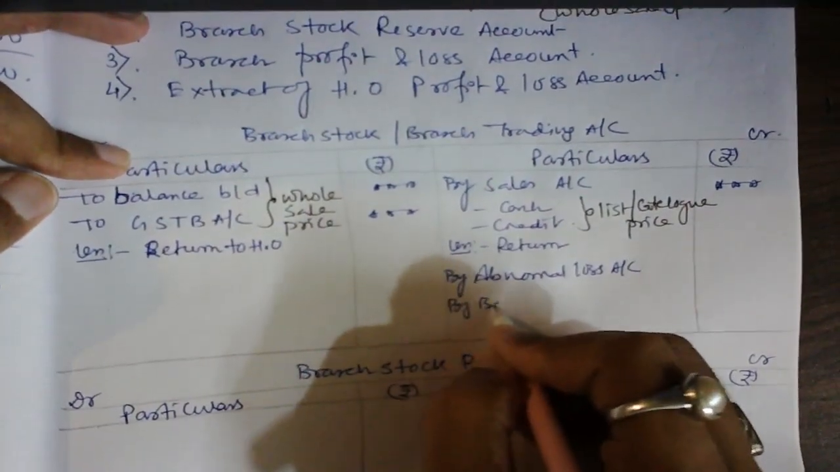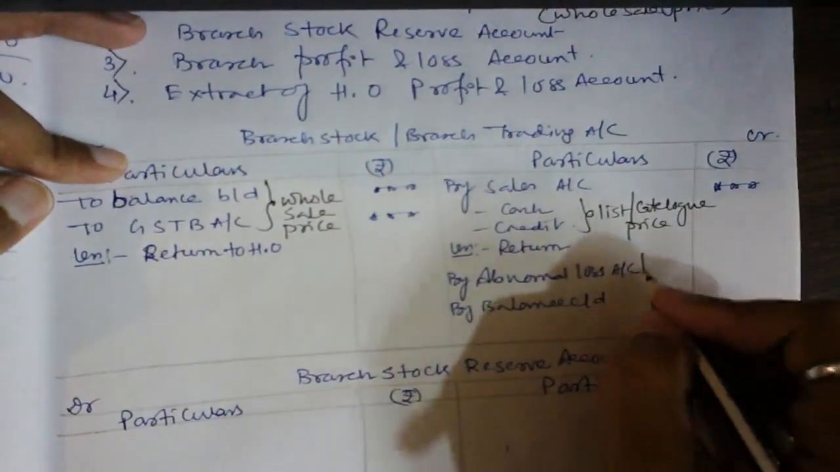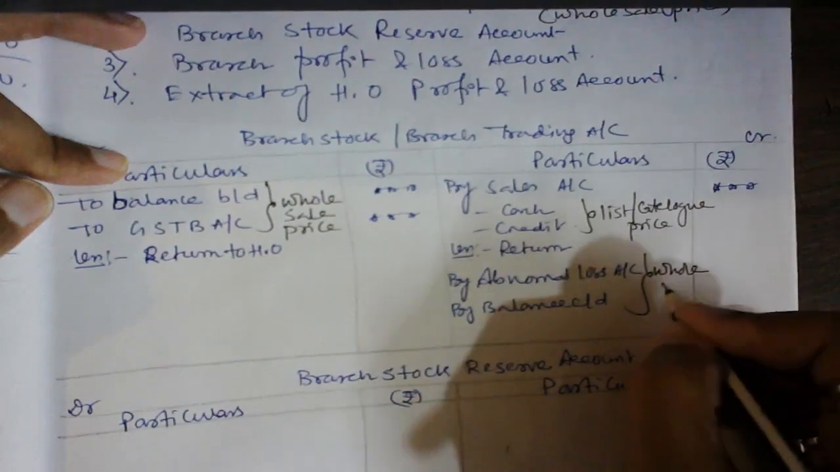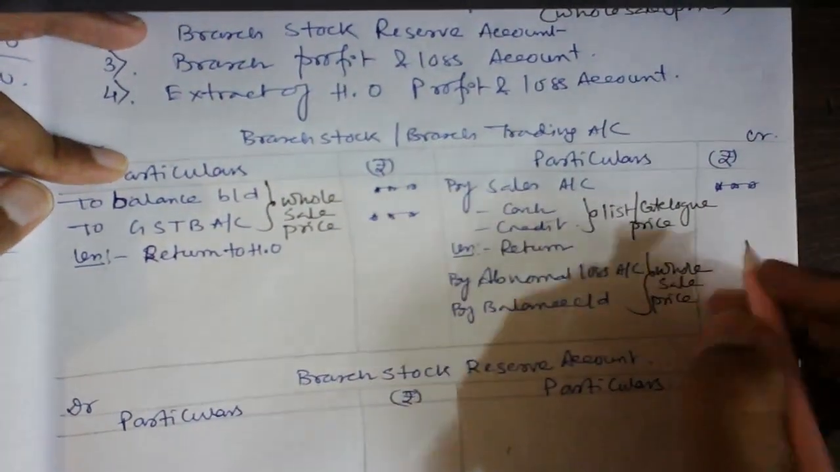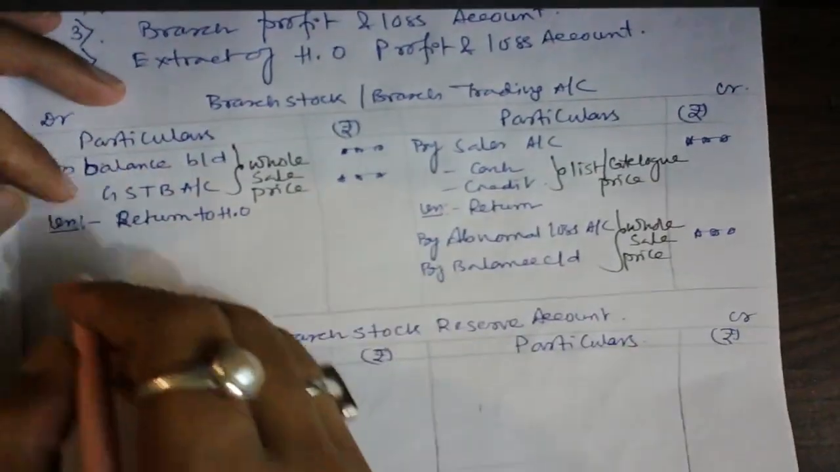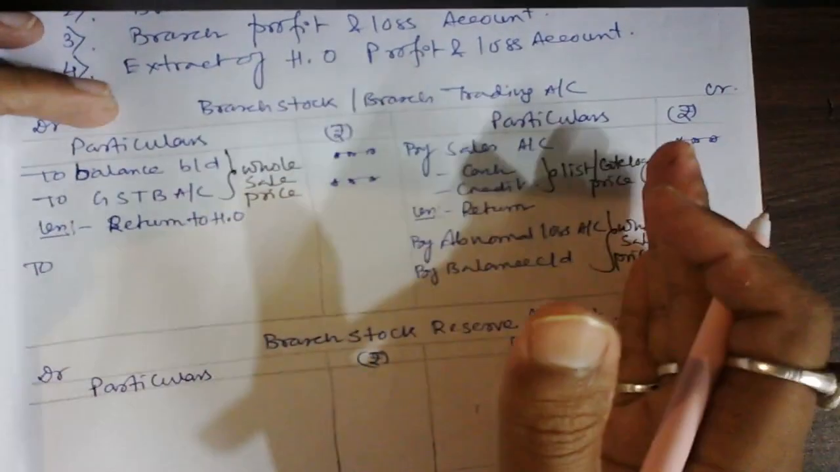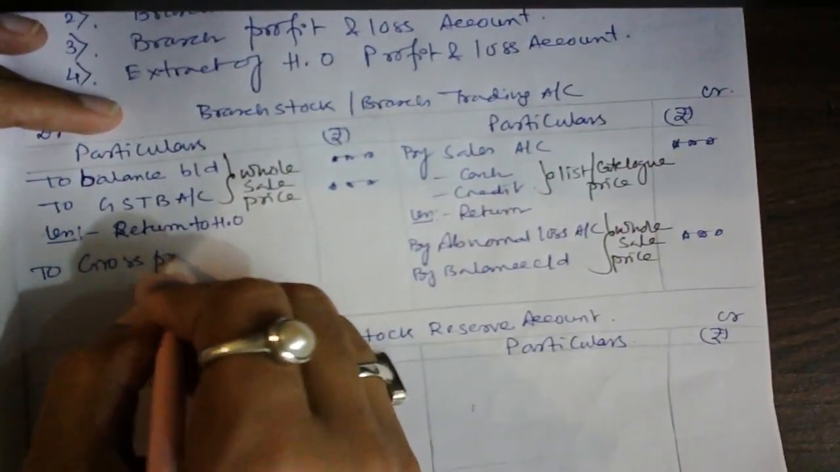By balance c/d. It is the closing balance of the stock. Both have to be maintained at wholesale price. Both have to be recorded in the branch stock account or trading account at wholesale price. So now we are going to get the figure. If the credit side is higher than the debit side, then we have the gross profit.